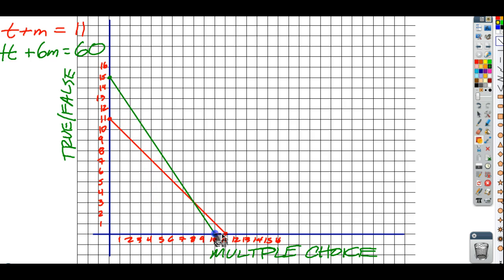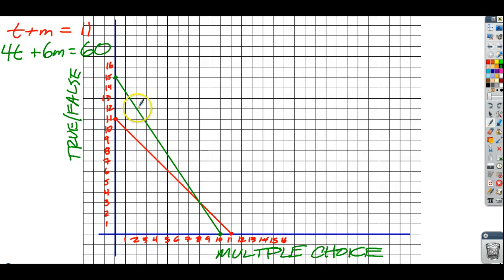Now you're going to look to see where they intersect. Here's one point, not an intersection, but let's just test this and make sure we got the right point. So this one is 2, 12, right? So we know that would be 2 multiple choice, so 2 times 6 would be 12, and then 12 times 4 is 48, and 48 plus 12 does equal 60, right? So this point tells us that in order to make 60 points, one way would be 2 multiple choice and 12 true false. And that's what the green line represents.